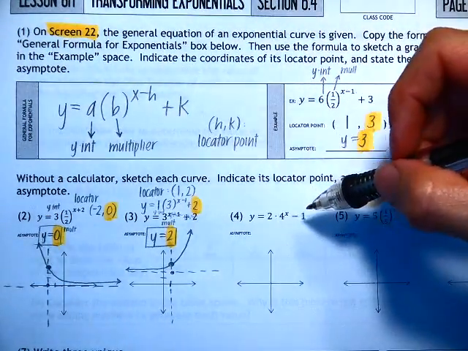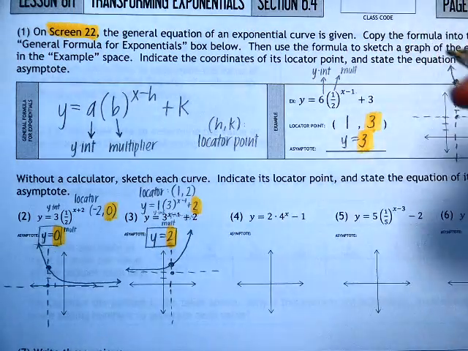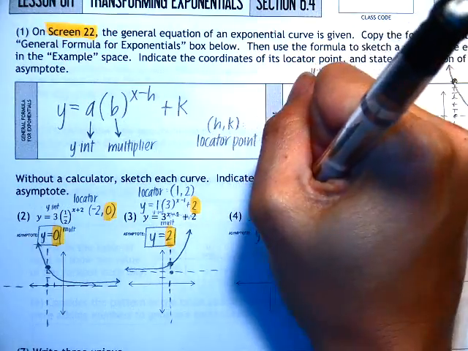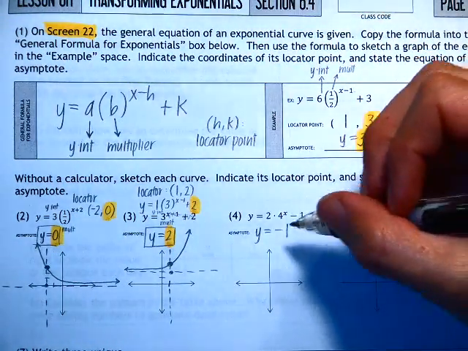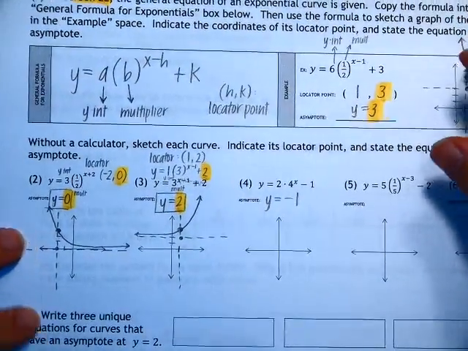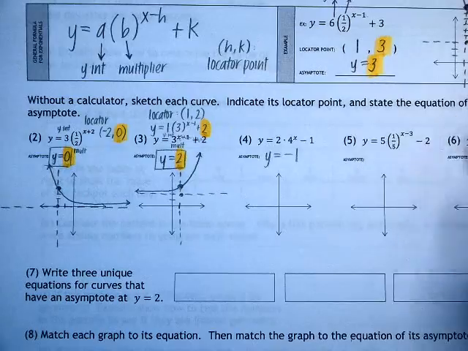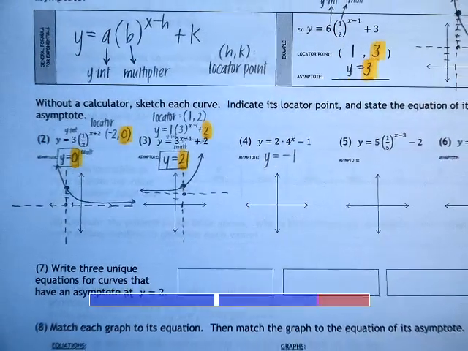For example, in number 4, if I look at this, I can tell that the k-coordinate is going to be the -1, so I know that its asymptote is going to be at y equals -1. If that's easier for you than doing a whole bunch of extra work and thinking, definitely think about it that way. In any case, hopefully you have enough information now to finish questions 2 through 6.